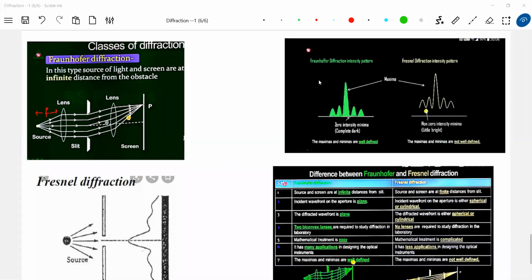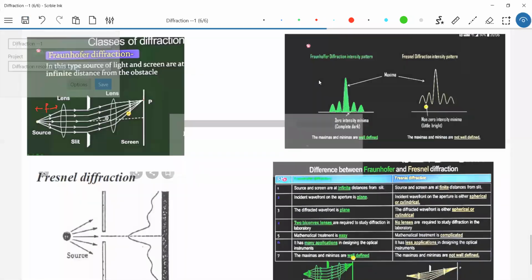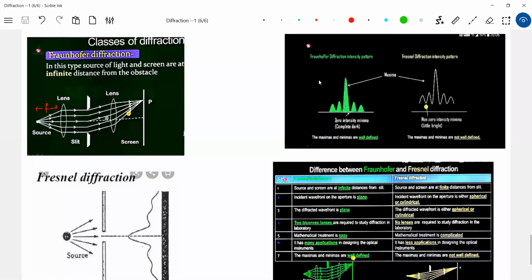Fresnel diffraction is not in the syllabus, but the theoretical idea is there. We don't go in depth, just the small basics, I'll discuss that one. Practically we go for Fraunhofer, because in Fresnel diffraction a lot of maths is involved. So this pattern we can see here.